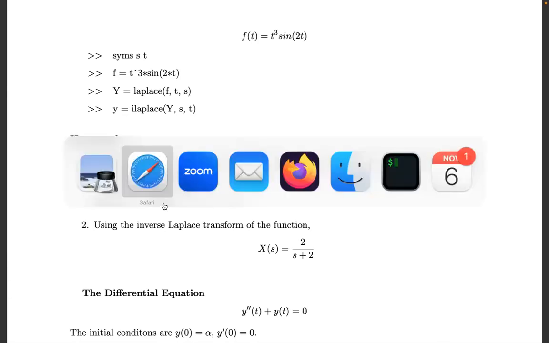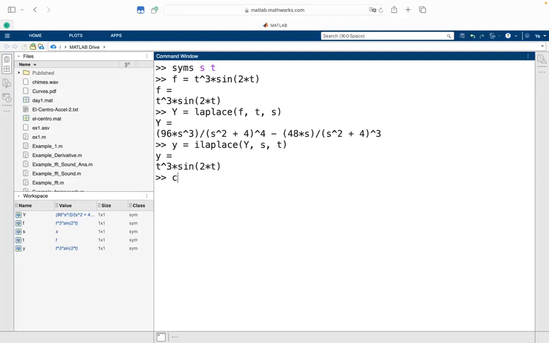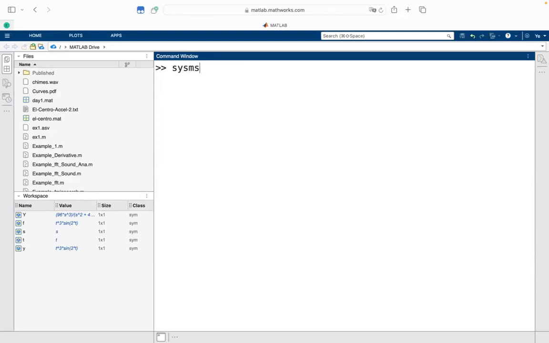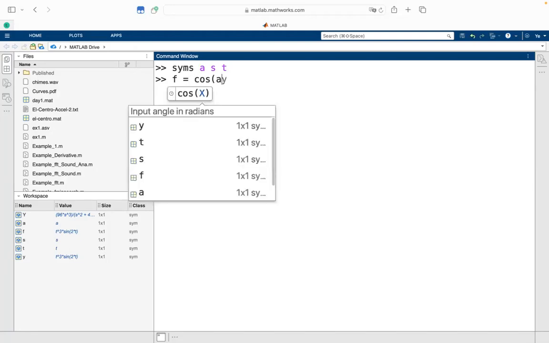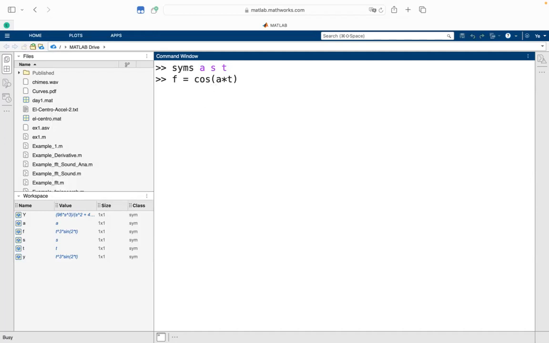So for example, syms, then a, s, t. Now a is also a symbolic variable, and then we can define these functions. For example, I use the cosine of a times t. Just remember, we can get the results from the table.